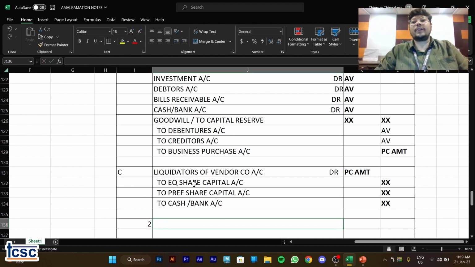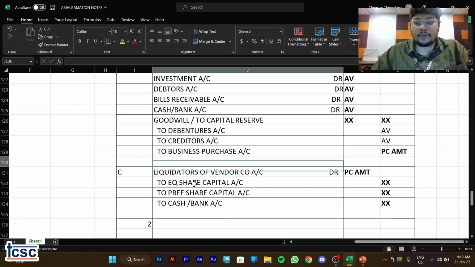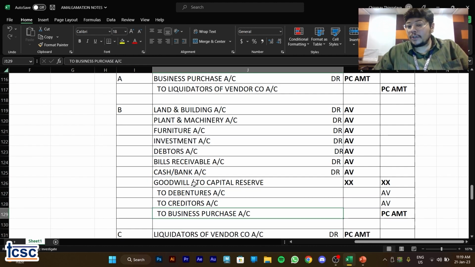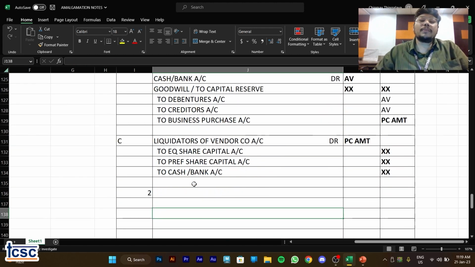So these three entries are mandatory on takeover. First is business purchase to liquidators. Second is all the assets and liabilities we are supposed to take over. The resulting effect will be the goodwill or capital reserve, and the third will be the PC discharge.